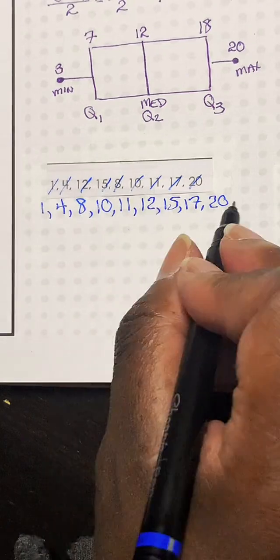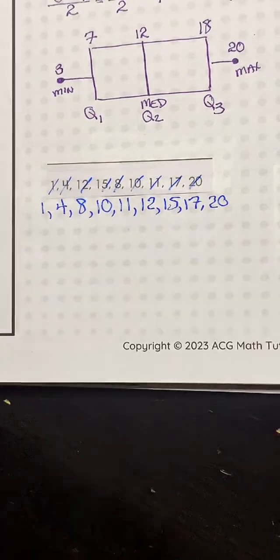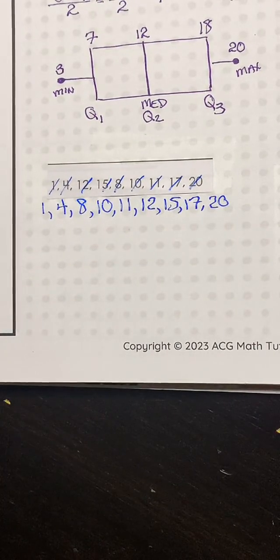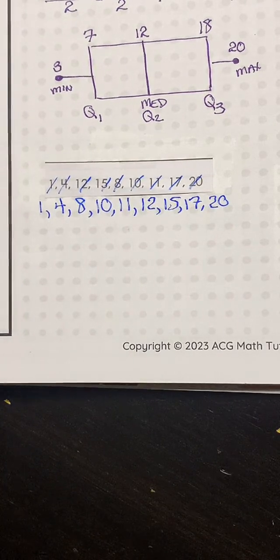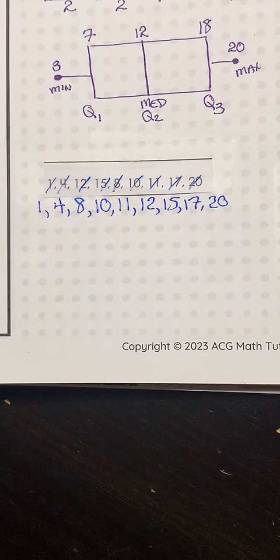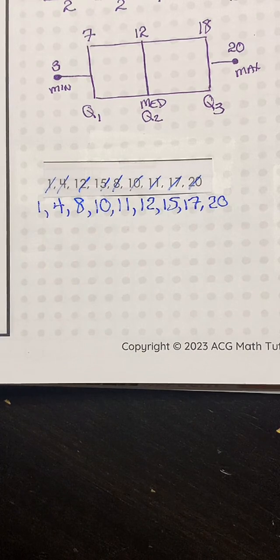So 3, 6, 9. Yep. So we have 9 digits. It makes it a little bit easier. Okay, so Bundles is saying our median is 11. Do we agree?